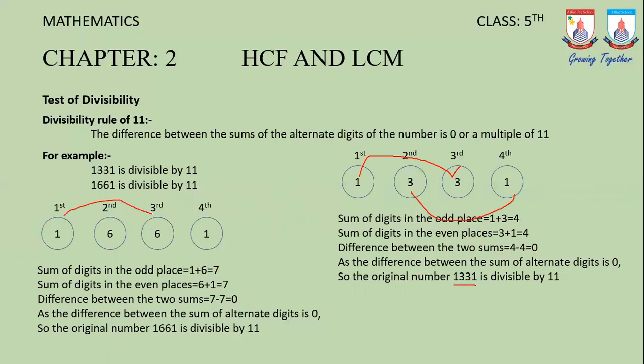Like this, 1 plus 6 is equal to 7 and 6 plus 1 is equal to 7. The difference between these two sums is equal to 0. So the original number is divisible by 11.